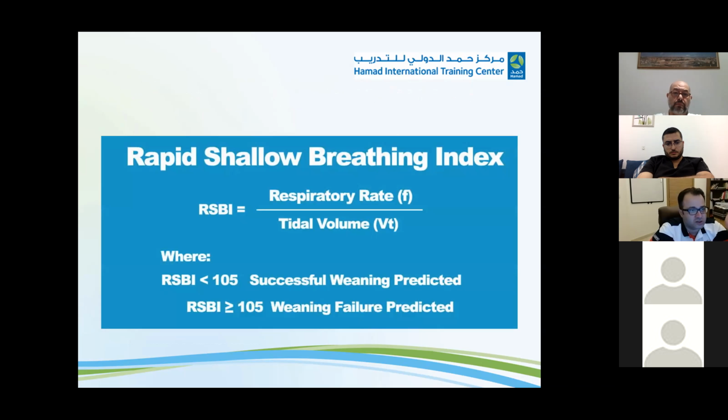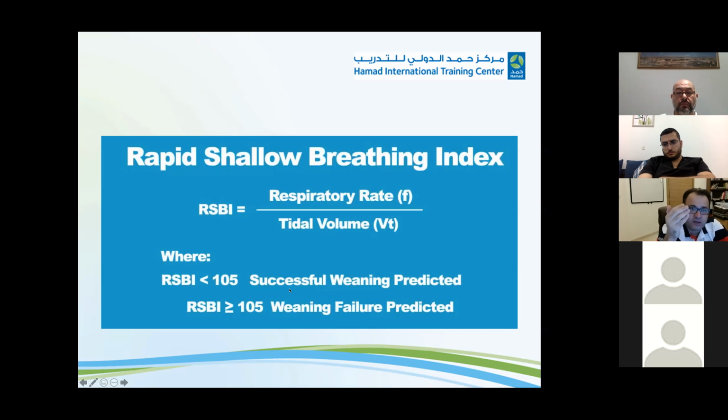What is rapid shallow breathing index? It's the quotient of dividing respiratory rate over the tidal volume. So let's say that your patient is now on minimal support or T-piece, and you measure for 1 minute the respiratory rate, and you find that the respiratory rate is 30, and their tidal volume or expired volume is 100 mL. So you divide 30 by 0.1 liter. 100 mL is 0.1 liter. So 30 over 0.1, the quotient is 300. So if the rapid shallow breathing index is more than 105, like 300 in this case, then weaning failure is predicted.